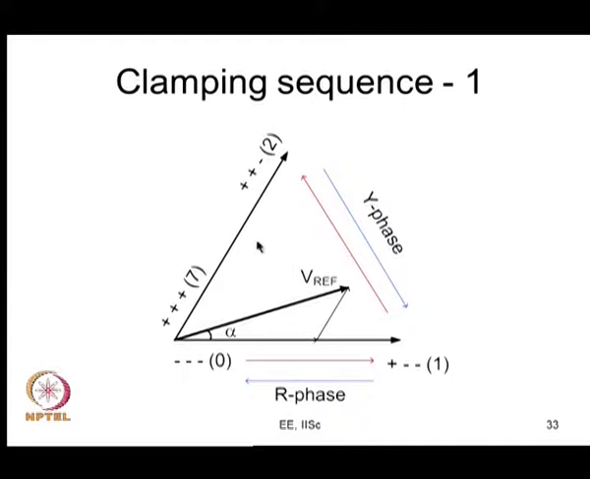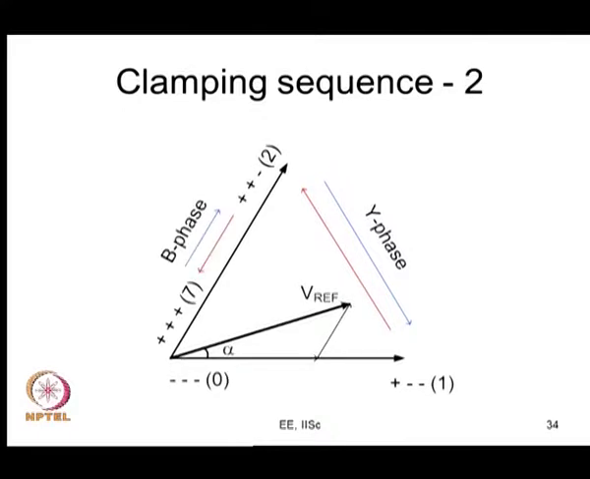So, what happens here is B phase is never switched and it is clamped. You can see B is negative here, B is negative here, B is also negative here. B phase is clamped to the negative DC bus, and so we call it a clamping sequence, and this is clamping sequence 1, where a phase gets clamped to the negative bus. There can be another clamping sequence.